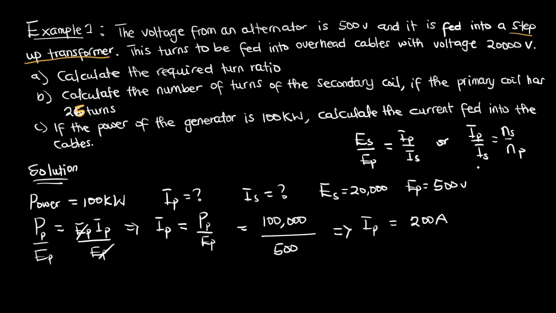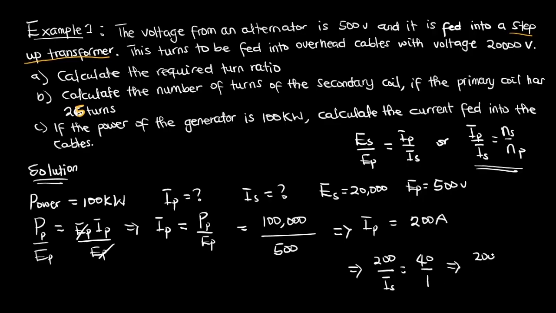So I'll be going with this, but we can also use this. In fact, let's use both and see if we'll get the answer. Using this first, our IP, which is 200, so I have here 200 over IS, which I'm supposed to find, is equal to NS over NP. The ratio NS over NP is 40 is to what? 1. We've already established that. So this means that the 200 will multiply the 1 over here.